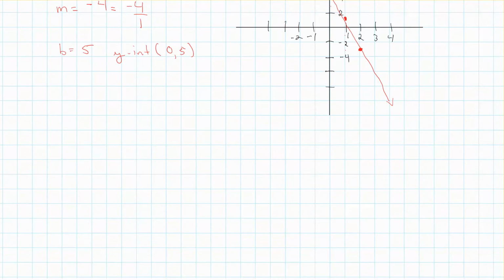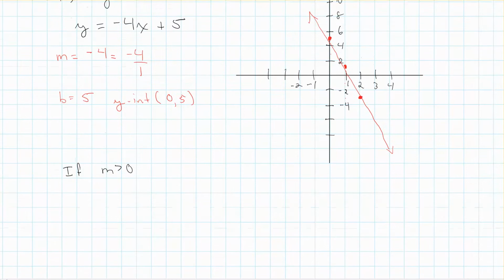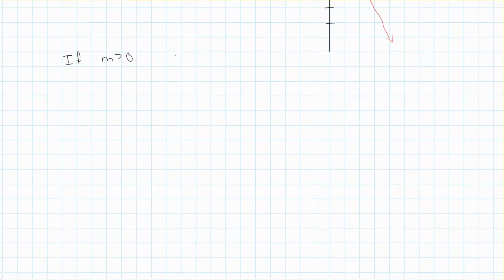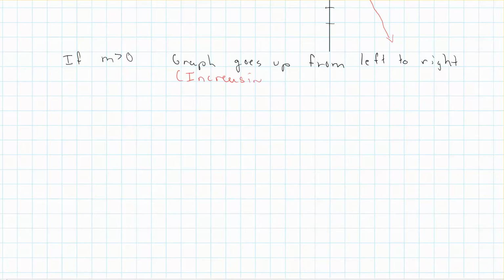Now, before we move on to calculating slope here, slope does tell us some very important things here. If m is greater than 0, as in the first problem, the key thing to notice here is that the graph goes up from left to right. In other words, which we'll talk about in more detail in another section, it means that we're increasing. We're going to talk about increasing and decreasing in more detail in another video.